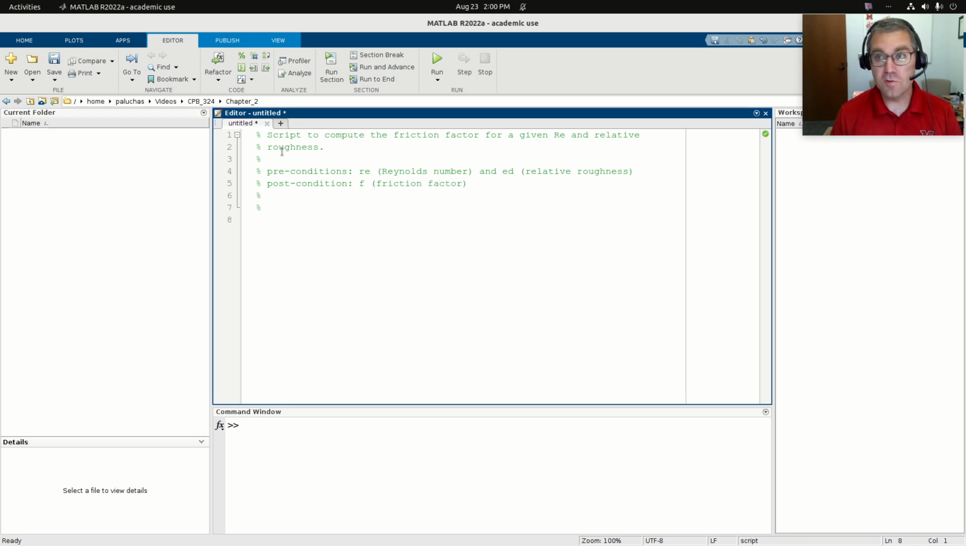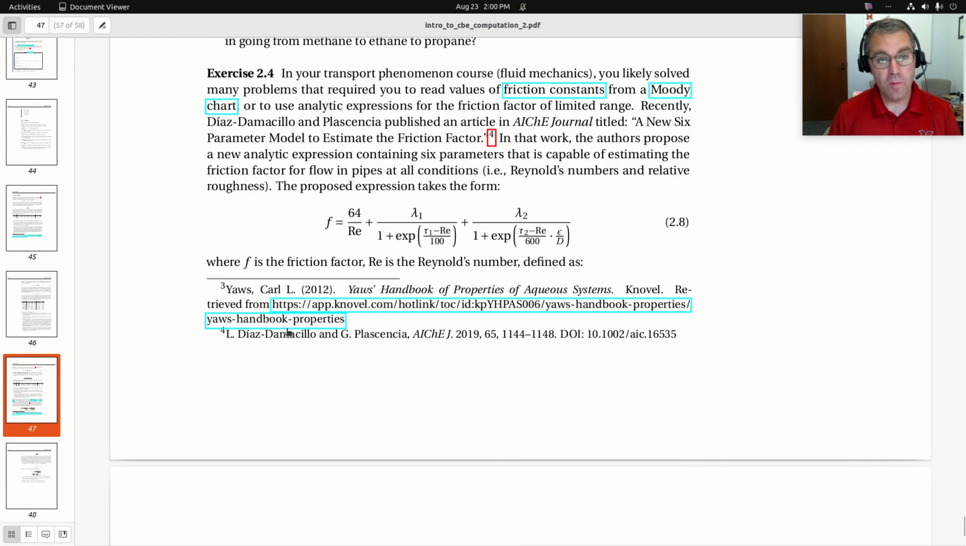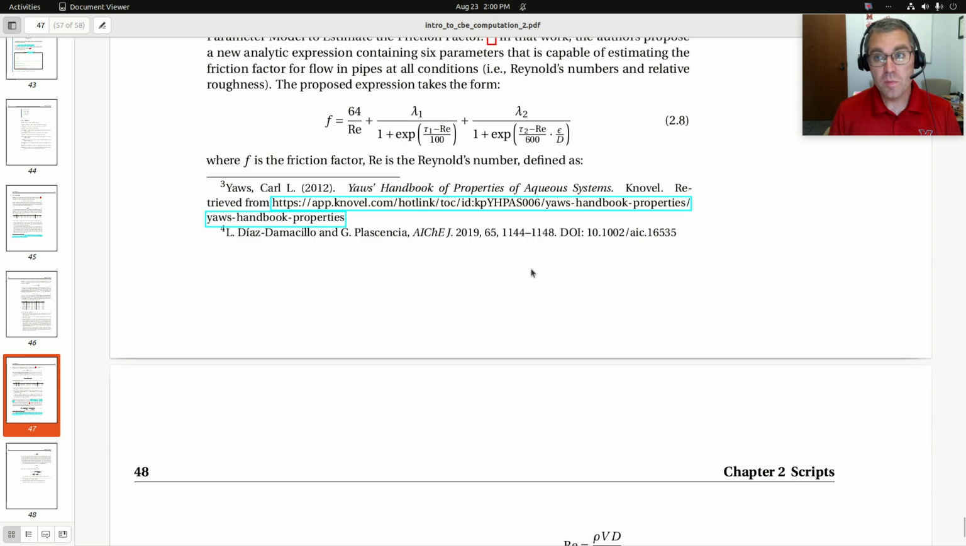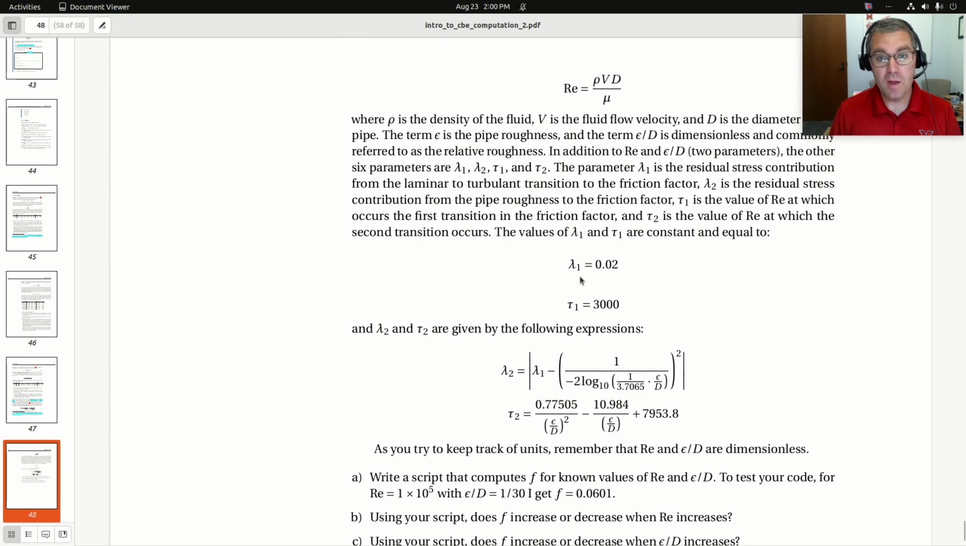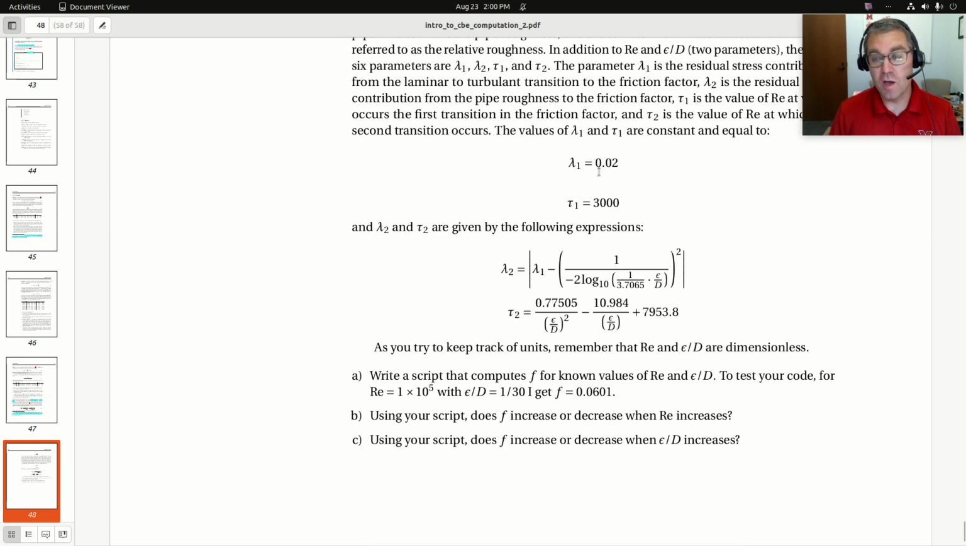And then let's do it. So if I want to go about calculating my friction factor, as we saw in the equation, it's a function of my Reynolds number and my relative roughness. I need lambda 1, lambda 2, tau 1, and tau 2. So I'm going to actually scroll ahead, and I'm going to start with the calculation of lambda 1, tau 1, lambda 2, and tau 2 that I can use back in my equation.